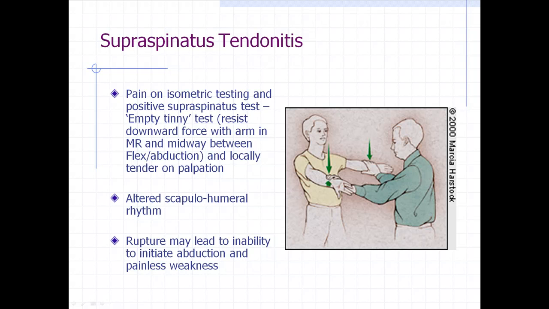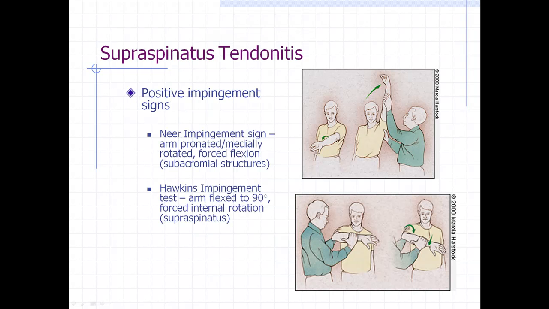Changes in scapular position, so often the subject will try to elevate their shoulder, and/or weakness. It's reported as being diagnostic of supraspinatus tendinopathy, although more recently some articles have suggested that it's a non-specific test for subacromial impingement.